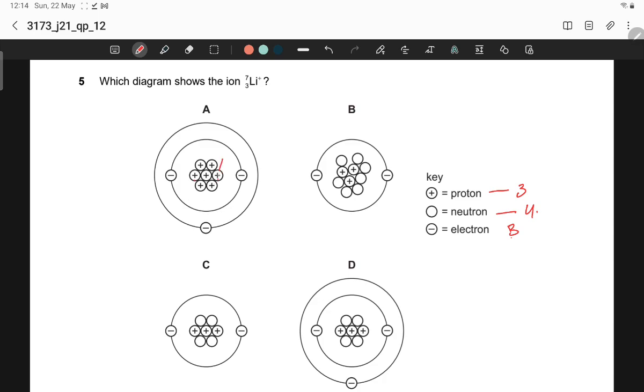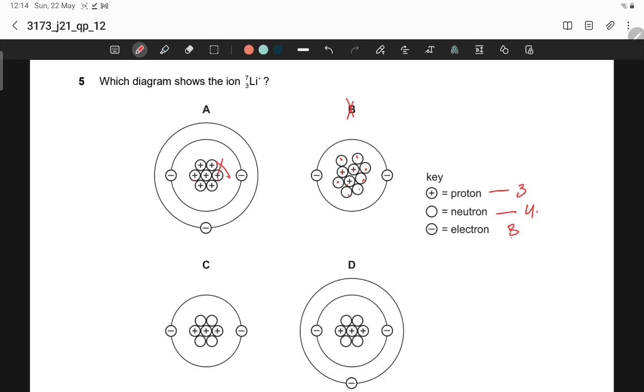This is incorrect because 3 proton, so all are protons there. 4 protons, this is incorrect. And B option is 1, 2, 3, 3 proton, and 1, 2, 3, 4, 5, 6, 7 neutron. This is also incorrect. There should be 4 neutron.